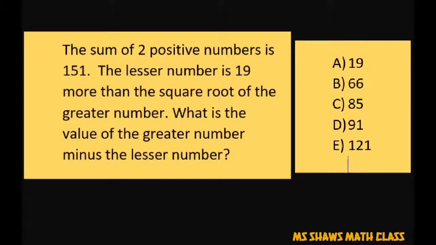Everyone. The sum of two positive numbers is 151. The lesser number is 19 more than the square root of the greater number.